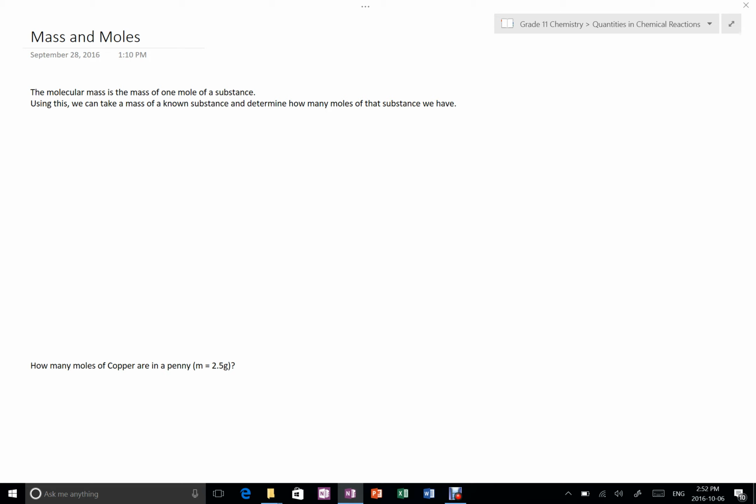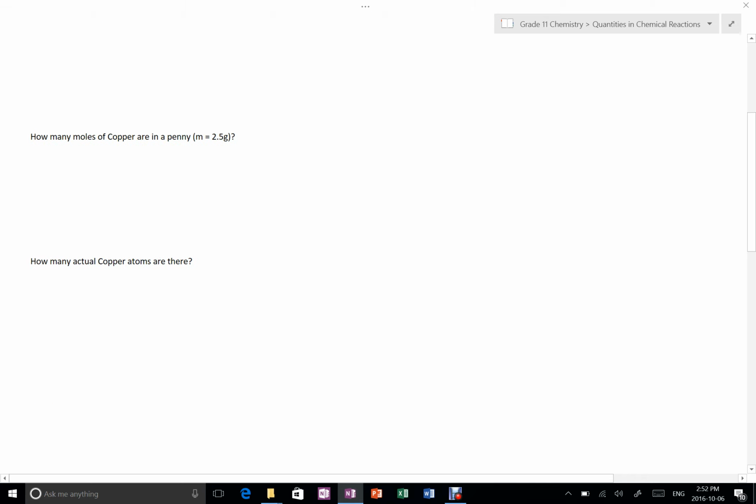Let's start with something simple here. How many moles of copper are there in a penny? So I looked up online what the mass of a penny is. It's 2.5 grams. How many moles of copper are there in a penny? The molecular mass for copper, I gotta look this up, hold on a second, is 63.55 grams per mole. So that's the mass for 1 mole.